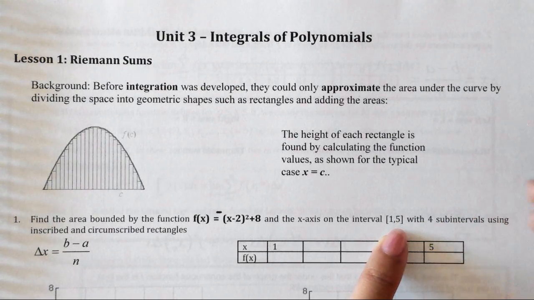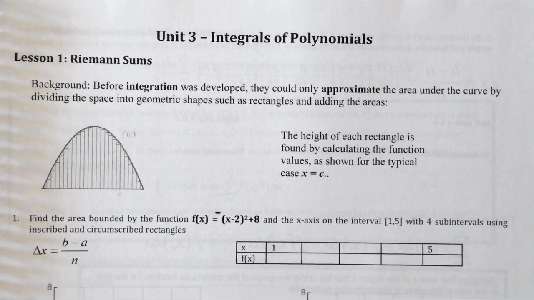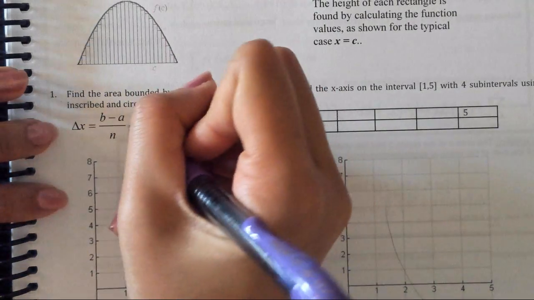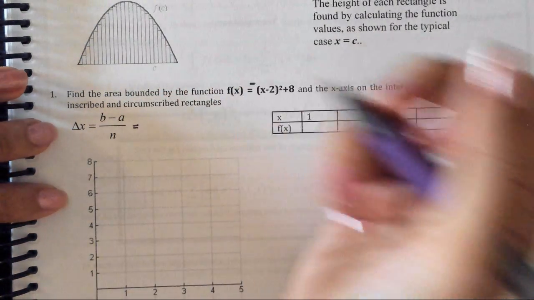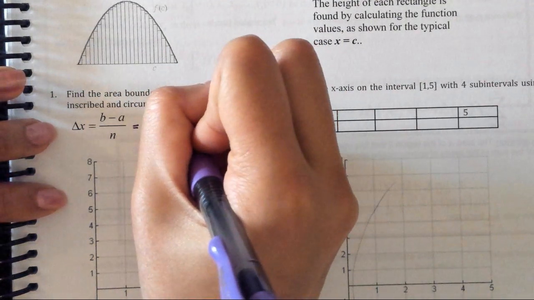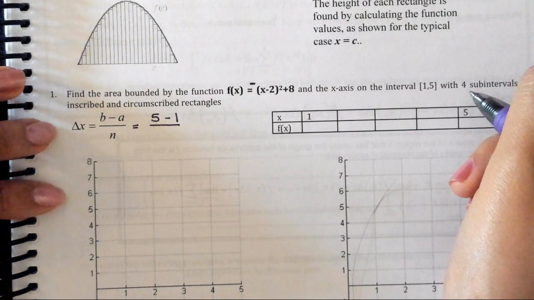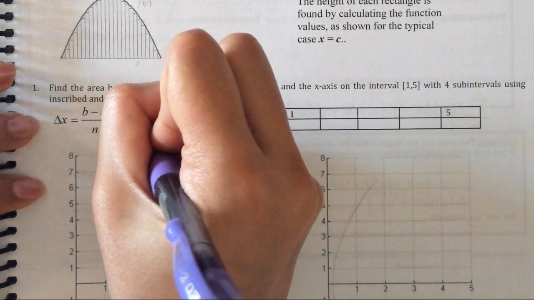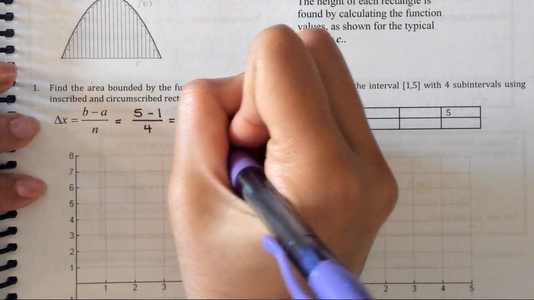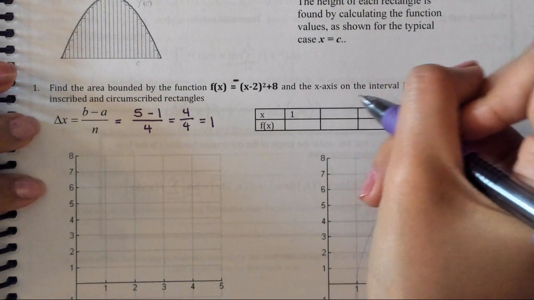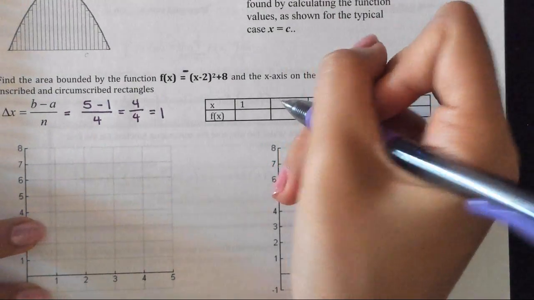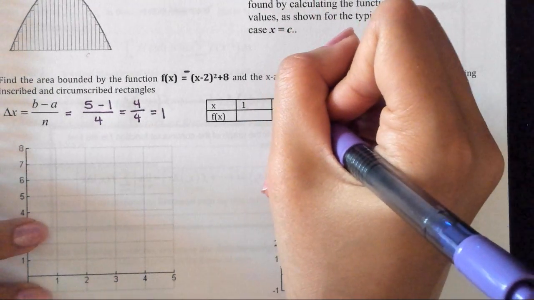So first I need to figure out the width of every rectangle that I'm going to take. To figure out the width, I have to find my delta x, which is b minus a over n. So we take the end of the interval minus the beginning of the interval over the number of intervals. I want 4 subintervals, so I'm going to divide by 4. 5 minus 1 over 4 is 4 over 4, which is 1. So every delta x is going to be an increment of 1. That's easy for this problem, but sometimes it's not so easy.